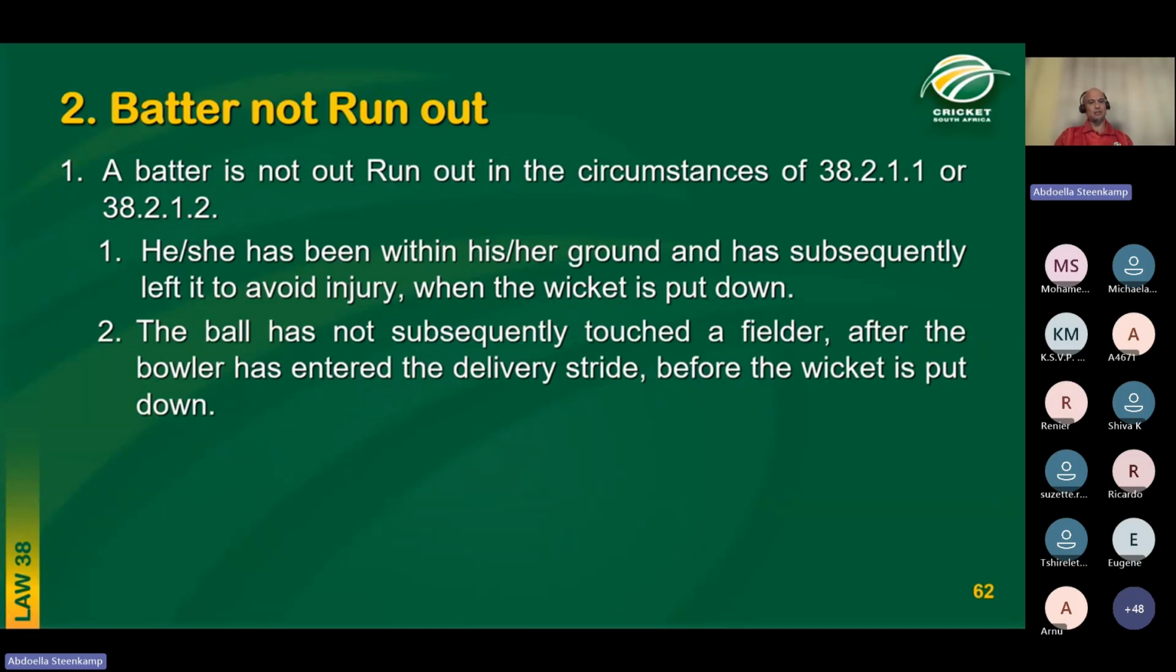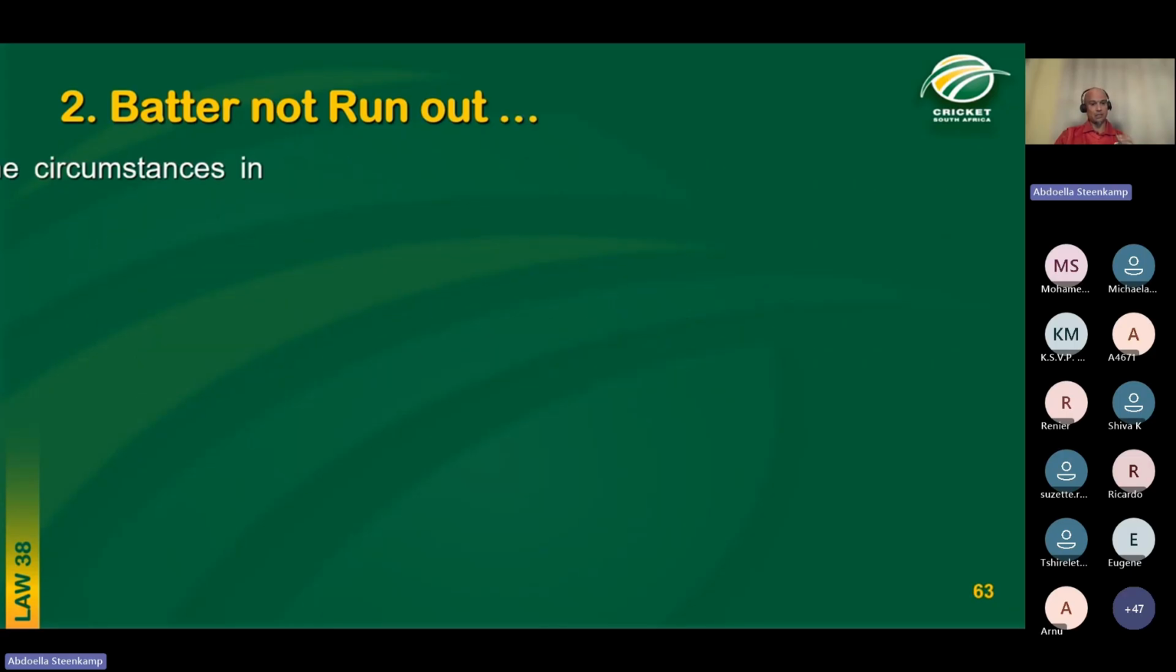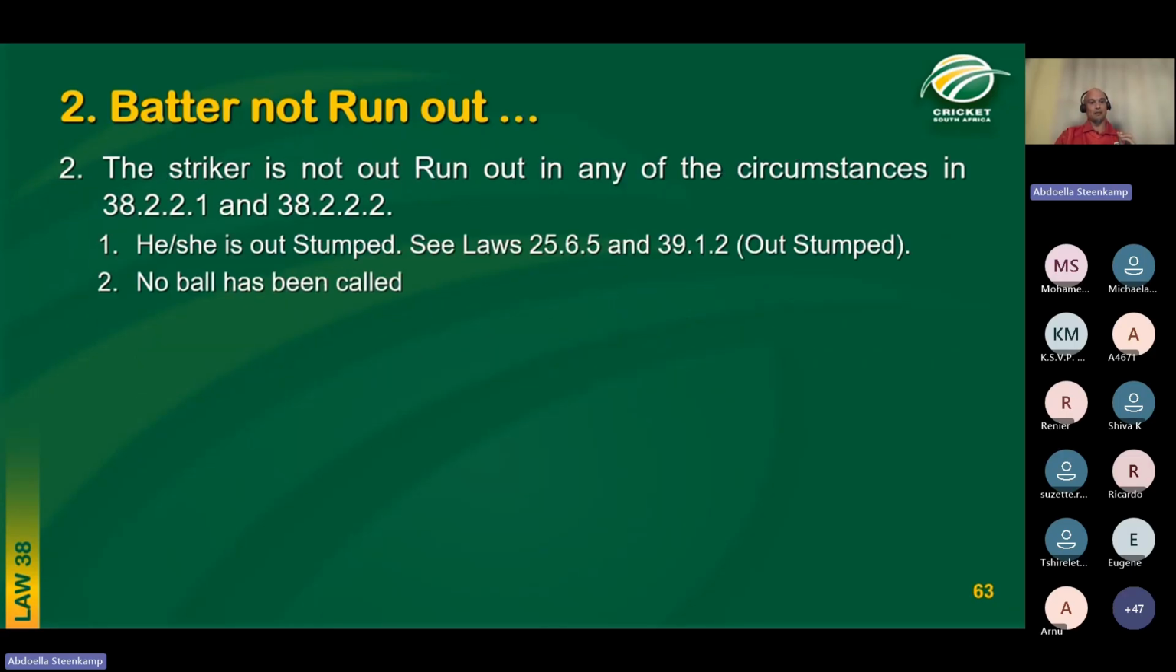Second instance where a batter is not run out, the ball was not touched by a fielder. The law wants any of the 11 fielders to touch the ball after the bowler has entered the delivery stride, and then the wicket is put down. If the ball is not touched by any of the fielders and it goes against the wicket, even if the striker, or the batter, is outside the ground, not out run out, because it was not touched by a fielder.